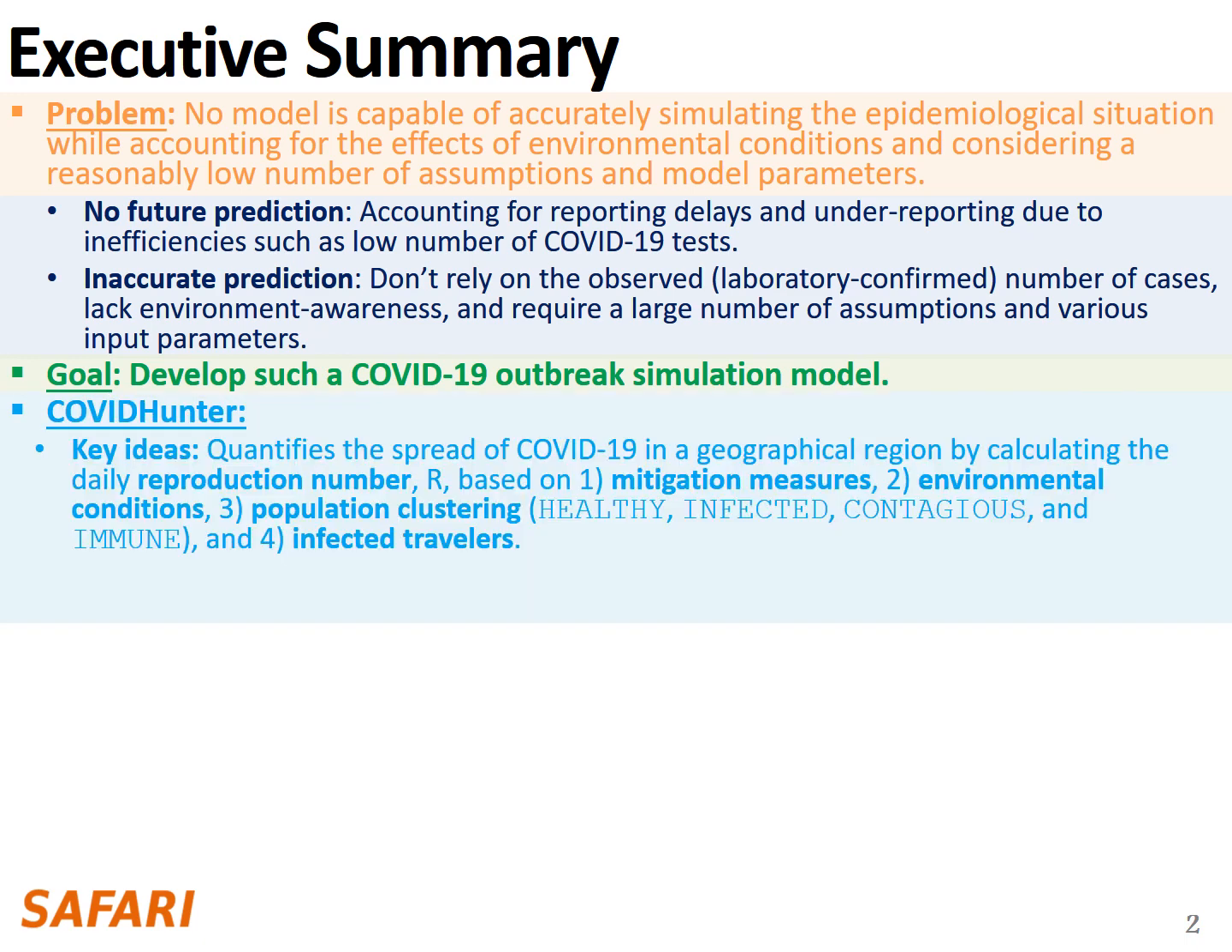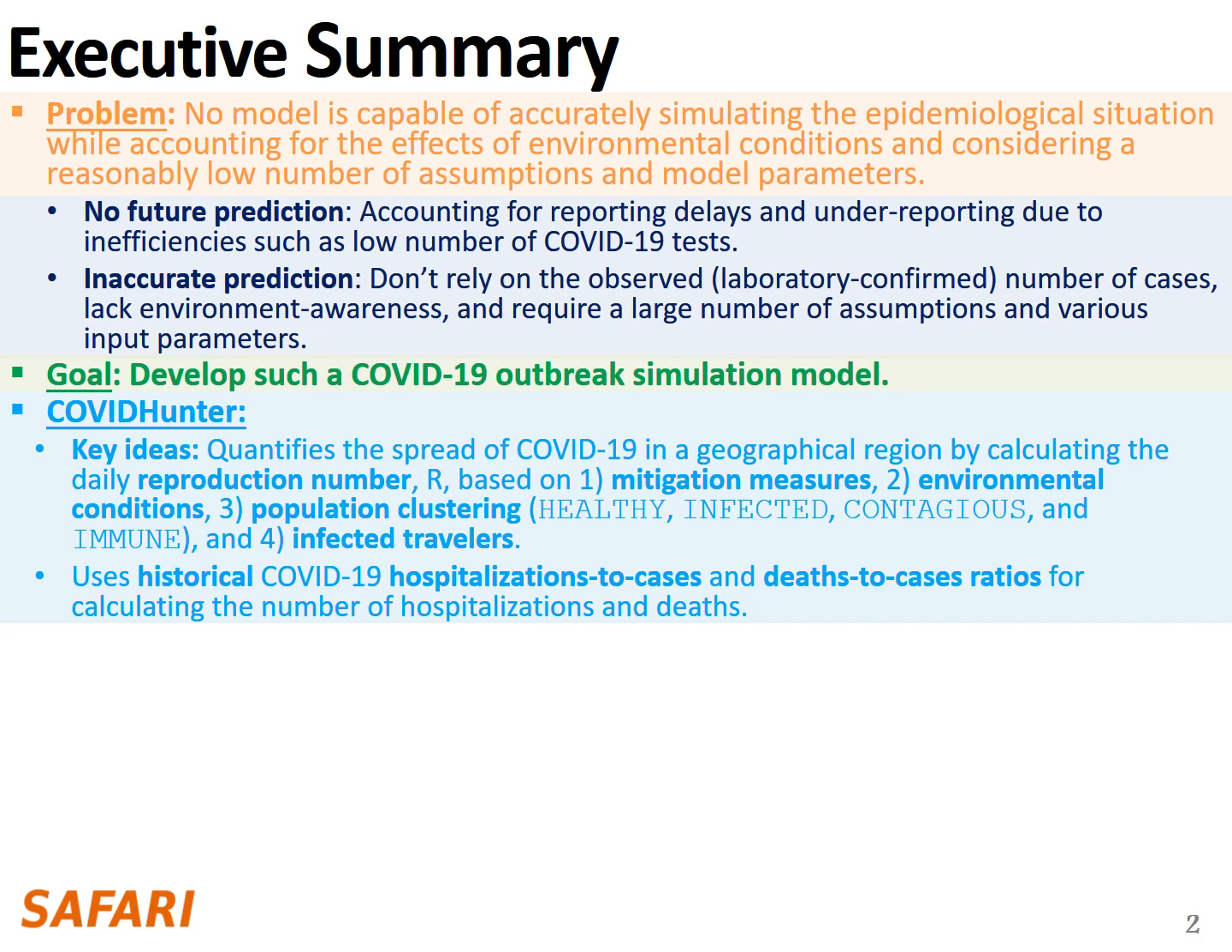We presented COVIDHunter in this work, and the key ideas of COVIDHunter are, first, it quantifies the spread of COVID-19 in a geographical region by calculating the daily reproduction number based on four main parameters. First, mitigation measures, second, environmental conditions, third, population clustering, and fourth, infected travelers. The second key idea is that COVIDHunter uses historical COVID-19 hospitalization-to-cases and death-to-cases ratios for calculating the number of hospitalizations and deaths.